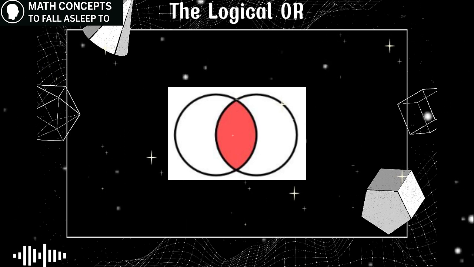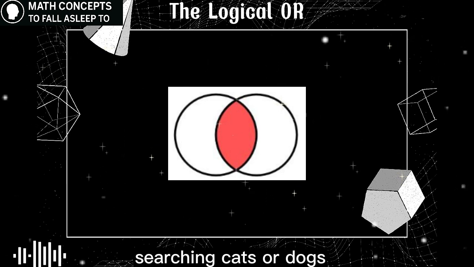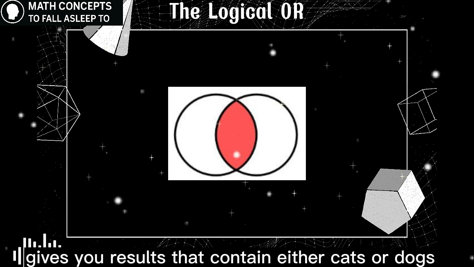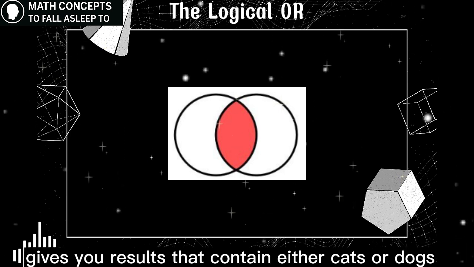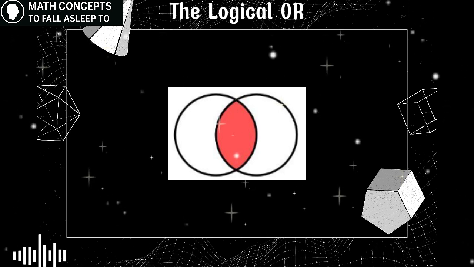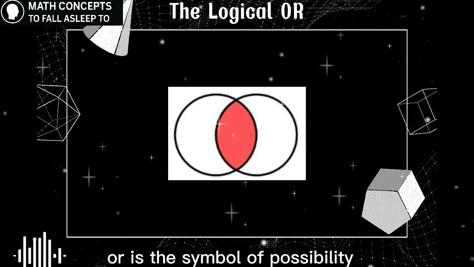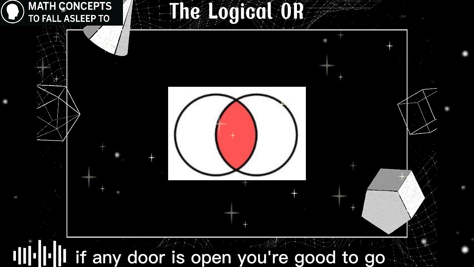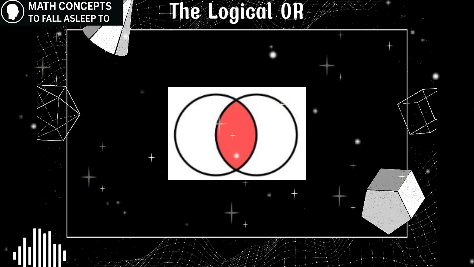For example, searching cats or dogs gives you results that contain either cats or dogs, or both. You get more hits, more options. Or is the symbol of possibility. If any door is open, you're good to go.